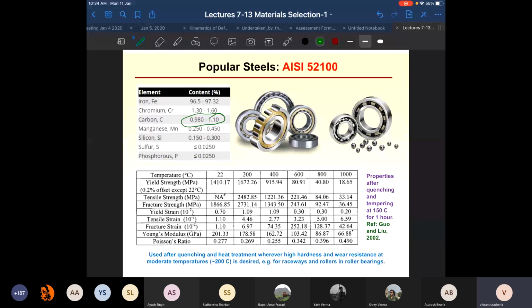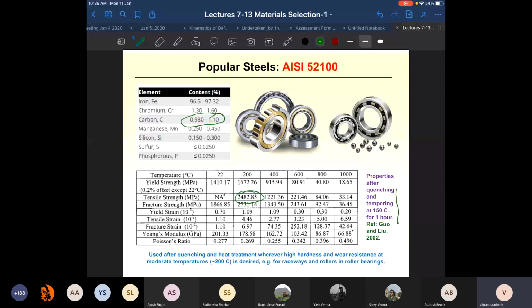All right. And this particular variety of steel, you can see, has very high strength. The properties shown over here are after you do quenching and tempering at 150 degrees Celsius for 1 hour, and you can see that the tensile strength of the material is very high. At room temperature, it is not shown here, but you can see for 200 degrees Celsius, it is close to 2.5 GPa.